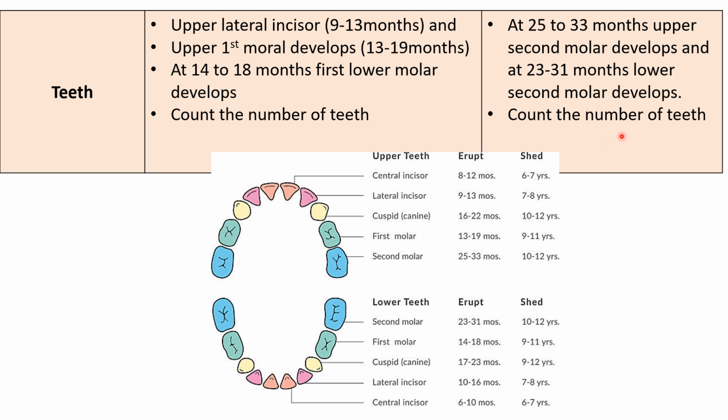As the child grows, from 25 to 33 months you can see the second molars developing in the upper row, and in the lower row the second molars have come at 23 to 31 months. There also you need to count the number of teeth.